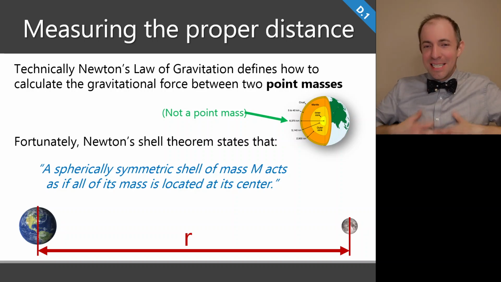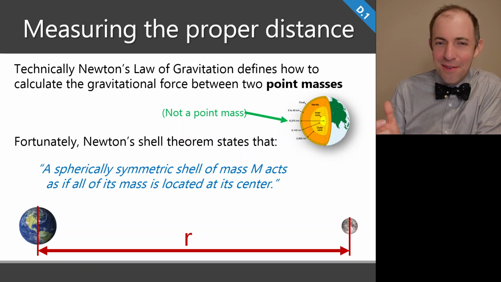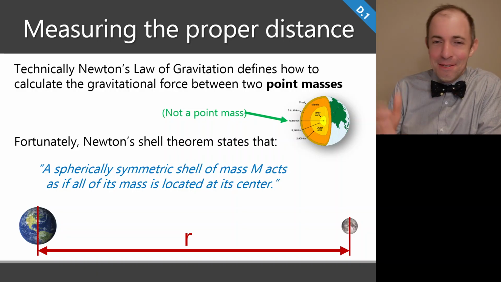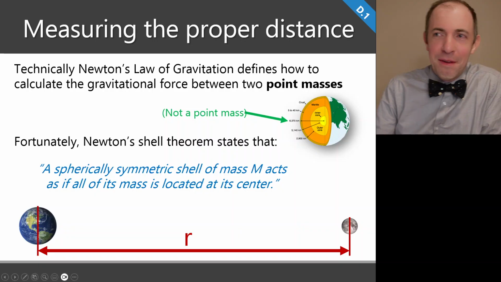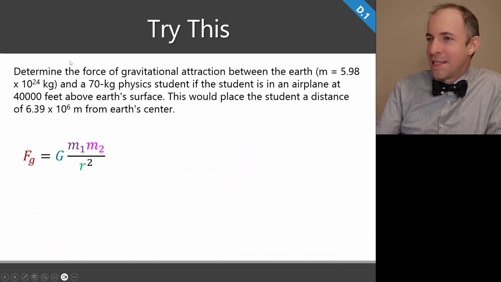The distance is the distance of my center to the Earth's center, which is basically the radius of the Earth, because in the end, my radius is going to be very, very small in that calculation. So here is an example problem.